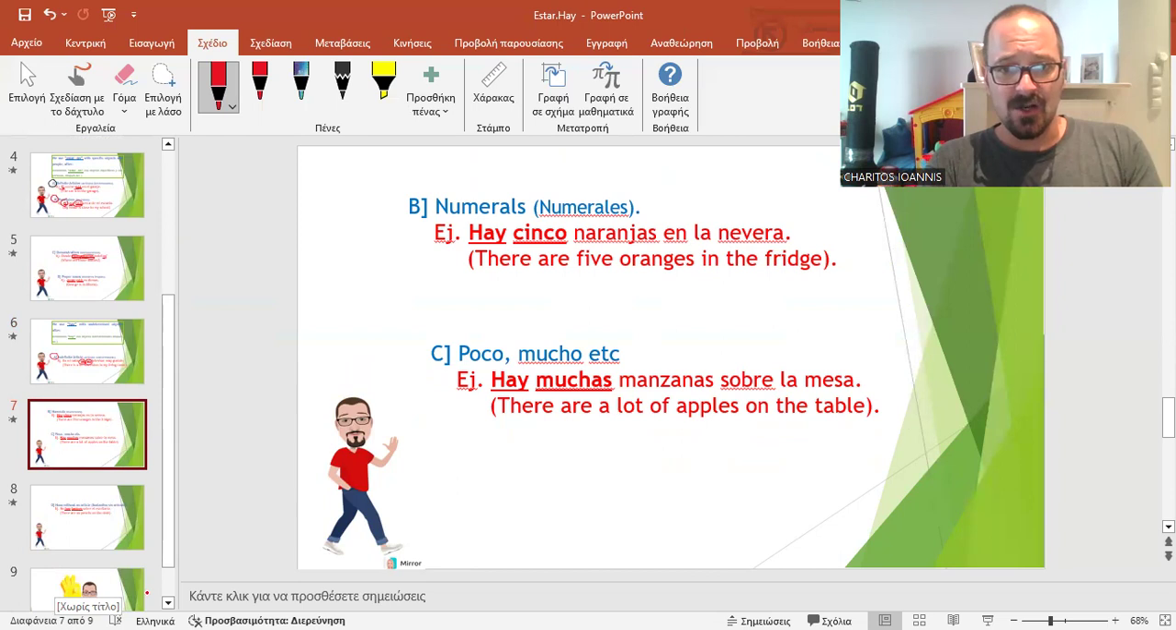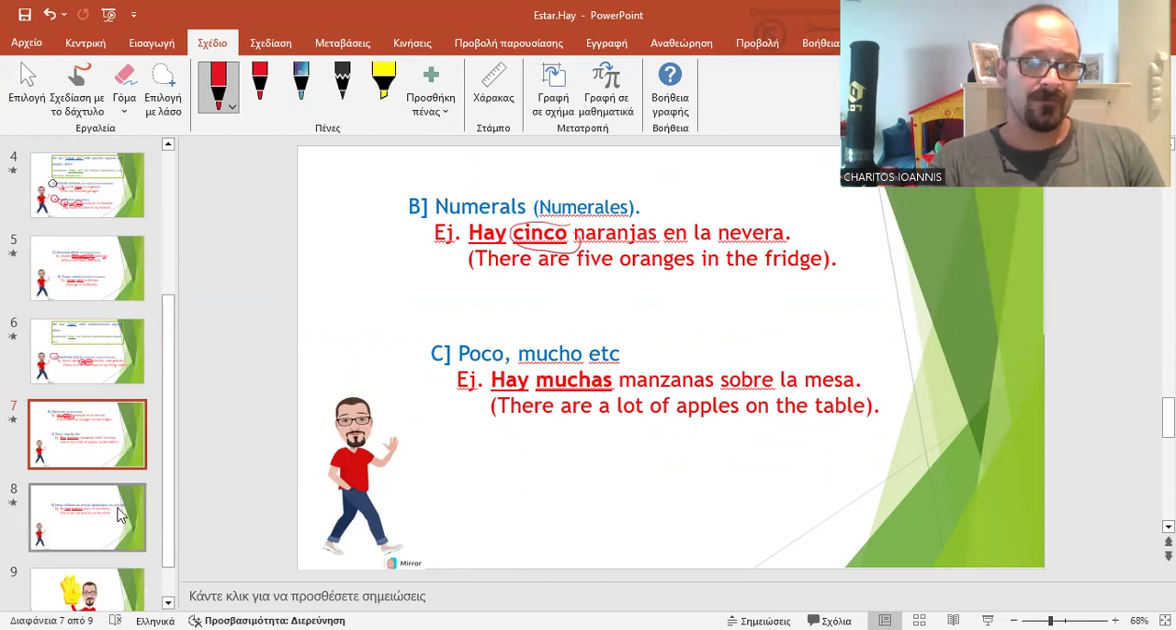B, numerales, numbers. Hay 5, aquí está el numeral, here is the numeral. Hay 5 naranjas en la nevera. There are 5 oranges in the fridge. With words that show quantity, cantidad, como por ejemplo poco o mucho. Hay muchas manzanas sobre la mesa. There are a lot of apples on the table. So, numerals and poco, mucho.